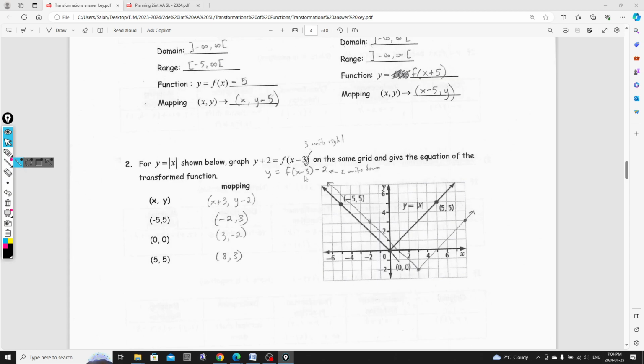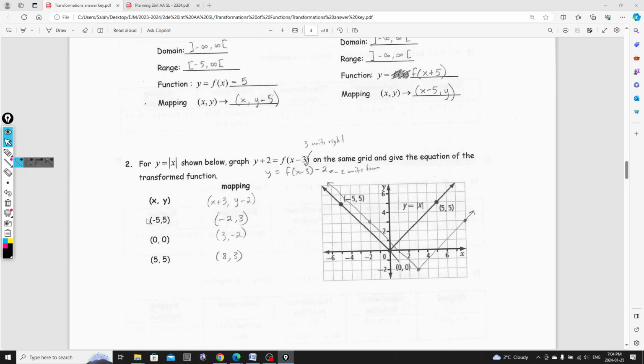So if I'm going to the right 3 units, my mapping notation is going to be x plus 3. All my x values are increasing by 3. And if I'm going 2 units down, then that means that all my y values are going down 2 units. So that's going to be y minus 2. And as soon as I've got my mapping notation ready, well, there you go.